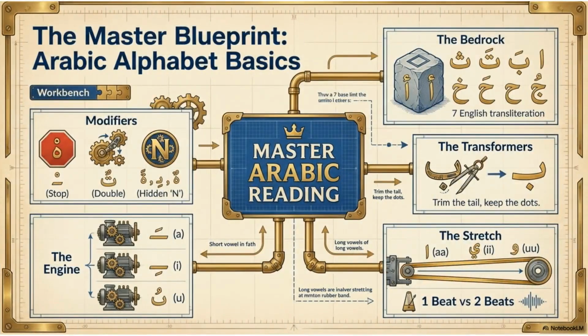The master blueprint summarizes the Arabic alphabet basics. The bedrock is the consonants. The engine is the short vowels, or Harakat. The modifiers are the flow controls and Tanween, hidden N. The transformers reshape the letters, and the stretch, med, controls the rhythm.